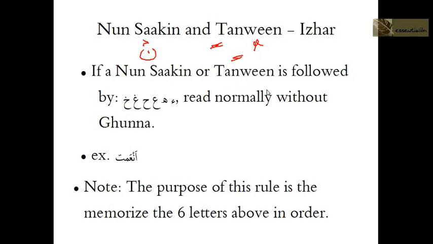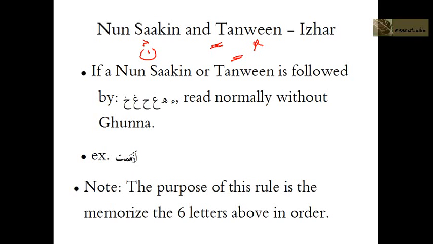That's Tanween. If Noon sakin or Tanween is followed by any of these 6 letters, Hamza, Ha, Ain, Ha, Ghain, Kha, read normally without ghunna. The purpose of this rule is to memorize these 6 letters, and you might remember them from the makhraj video.